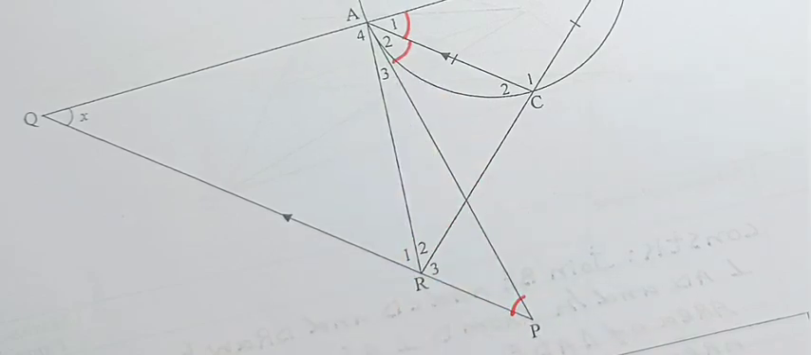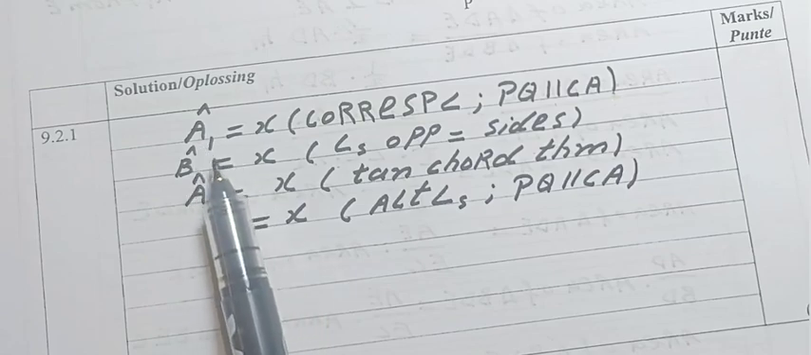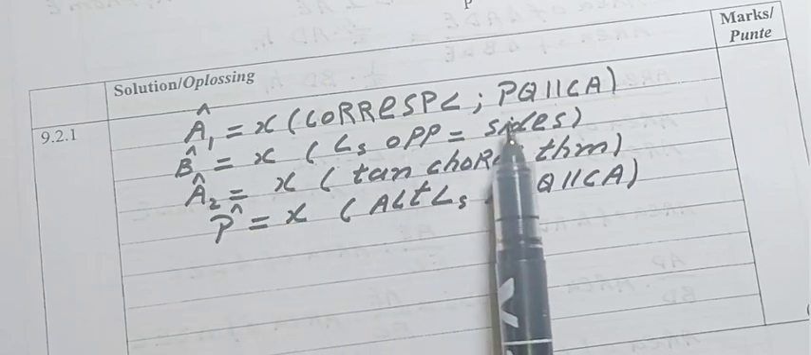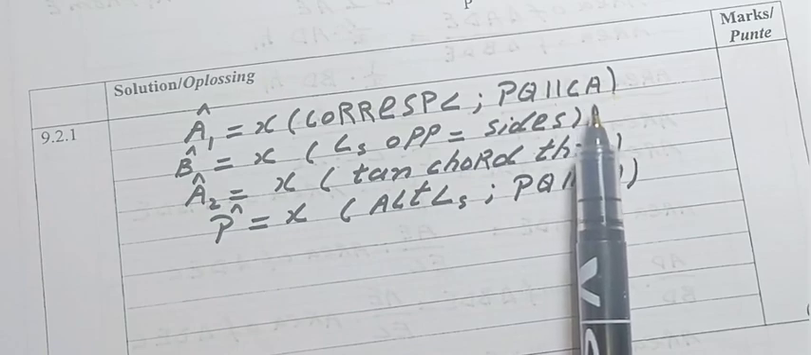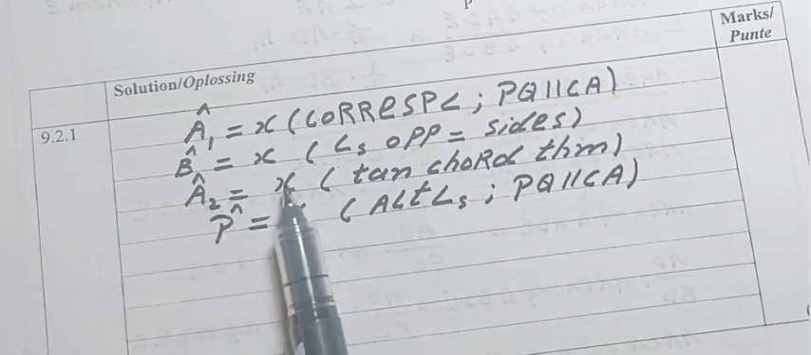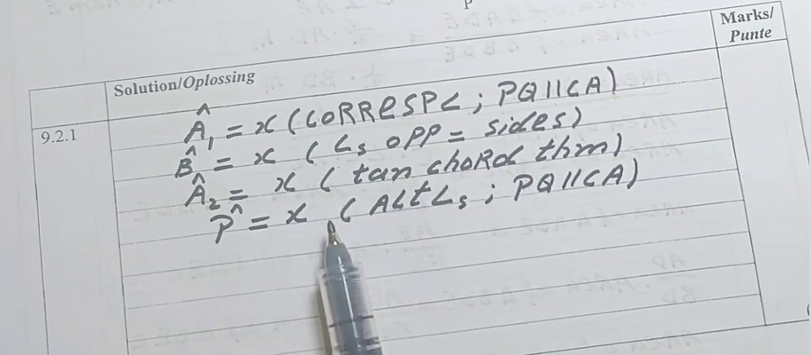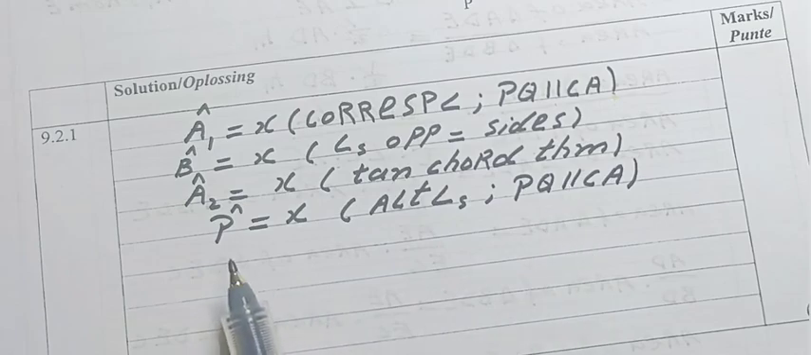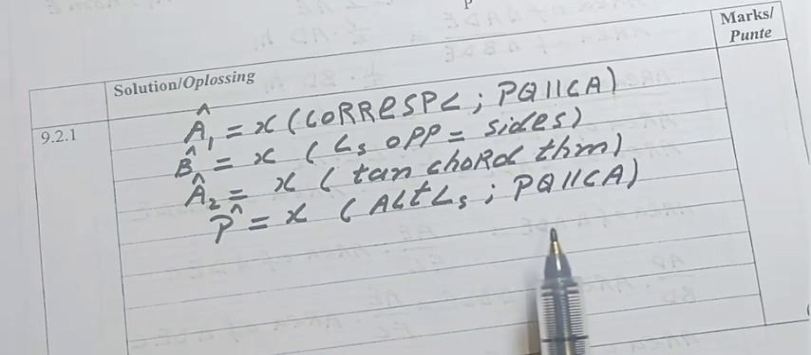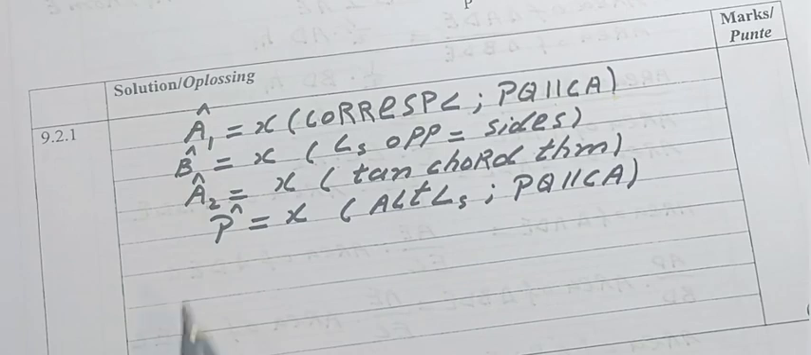Let me write the calculation now. So angle A1 is equal to X, corresponding angles, PQ parallel to CA. Angle B is equal to X, angles opposite equal sides. Angle A2 is equal to X, tan chord theorem. Angle P is equal to X, alternate angles, PQ parallel to CA. This is the calculation. Earlier I showed you these angles on the sketch.